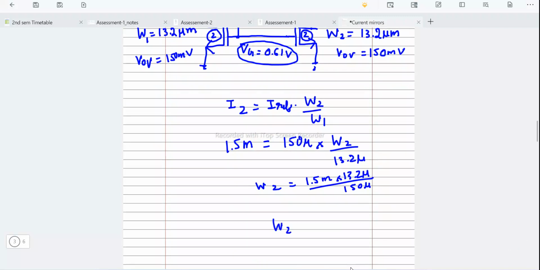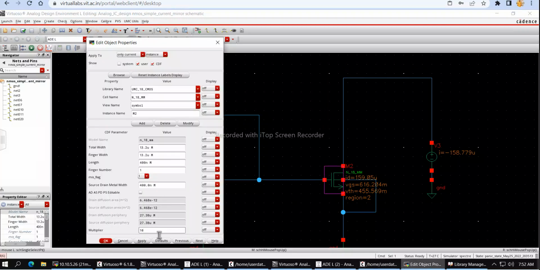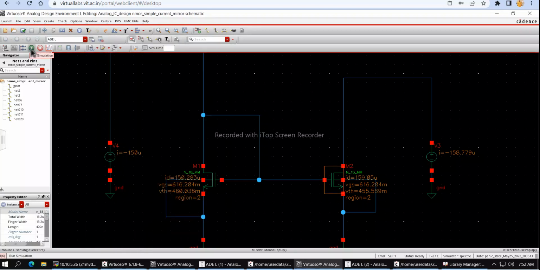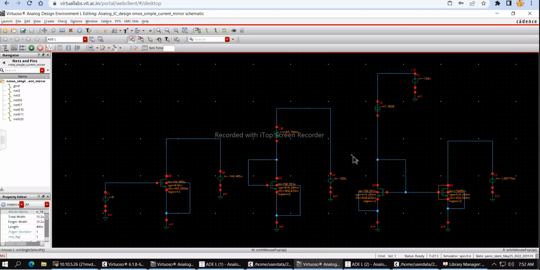I can say the width of the second NMOS is almost 10 times of W1. So either we can change the width, or we can go to a multiplier and make it 10. Check and save and run. So we can see the current is 1.6, or you can say almost 1.5 microampere, which is what we are intending for.